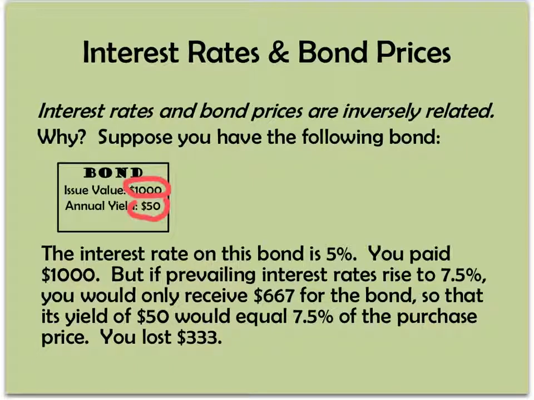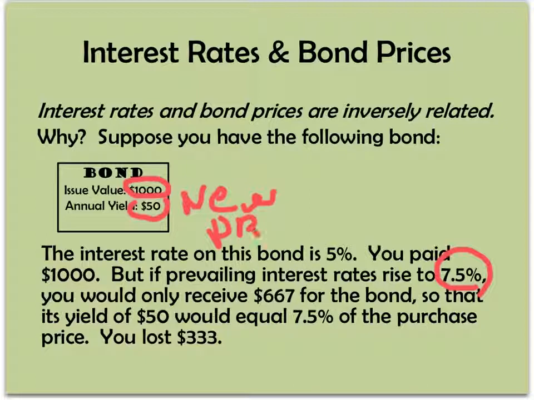However, let's suppose the prevailing rate of interest on this type of bond has gone up to 7.5%. You can't sell the bond for $1,000. Why would I pay $1,000 for your bond that pays 5% when I could buy a new, similar bond that would pay 7.5%? However, you can sell your bond at a price that would make the $50 payment equal to 7.5%.